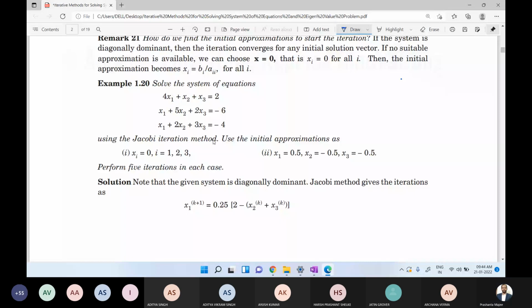You remember that was a sufficient condition. Even though sometimes the coefficient matrix is not diagonally dominant, the iteration scheme may converge, but you should take care to make the coefficient matrix diagonally dominant if it is possible. While doing so, convergence will be guaranteed. So here, what is the coefficient matrix? 4, 1, 1, 1, 5, 2, 1, 2, 3. This is the coefficient matrix. Is it diagonally dominant?